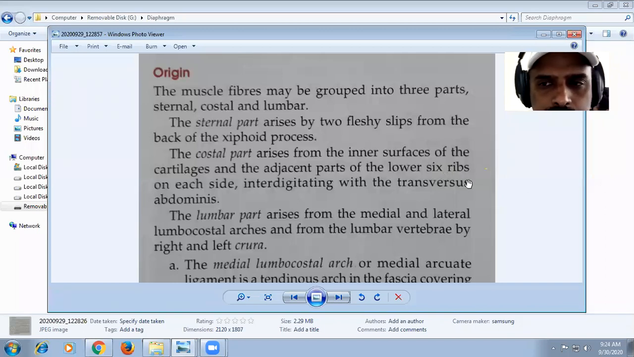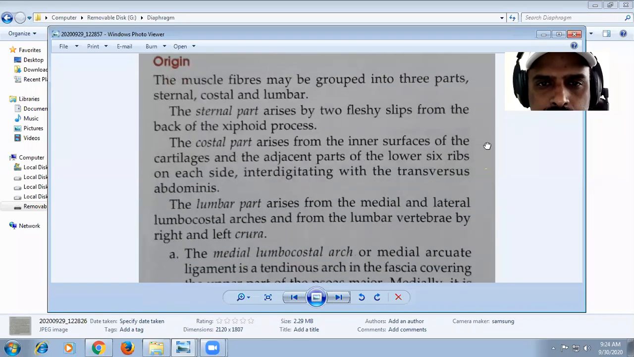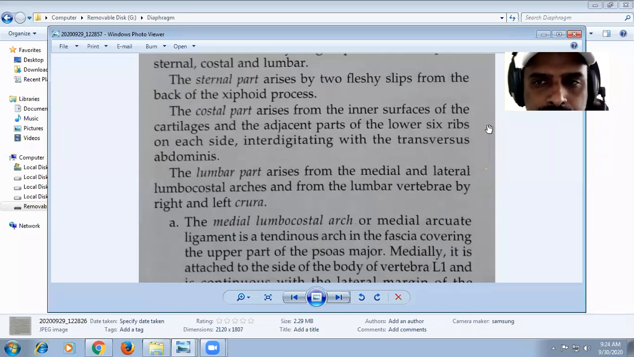First, the sternal part arises from a fleshy slip from the back of the xiphoid process. When you studied the attachments of the sternum, you came across the origin of the diaphragm attached to the xiphoid process of the sternum. Second, the costal part arises from the inner surface of the lower six ribs on each side. They give origin to the diaphragm.